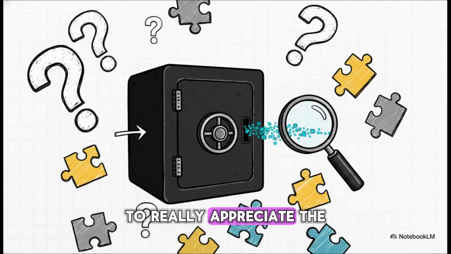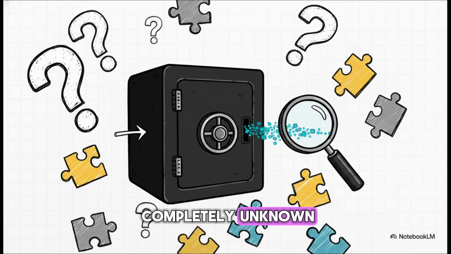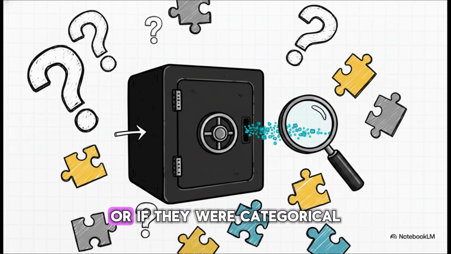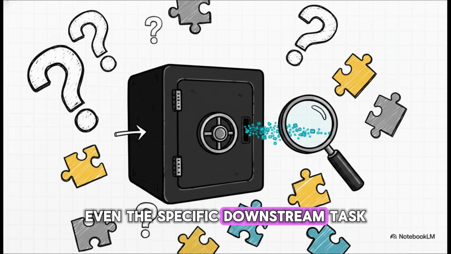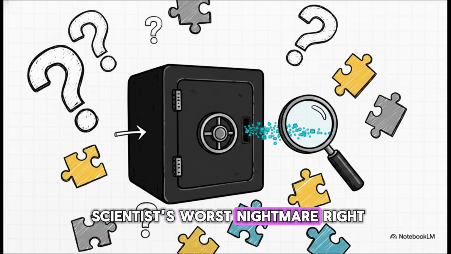To really appreciate the sheer difficulty of this, think about everything we do not know here. The original data table, completely unknown. The encoder algorithm that compressed the data, totally hidden from us. We literally have no idea what the original dimensionality was, what the features were named, or if they were categorical, numerical, or text. The scales, the underlying semantics, even the specific downstream task these values are supposed to solve, it's all completely unstated. I mean, it's basically a data scientist's worst nightmare, right?